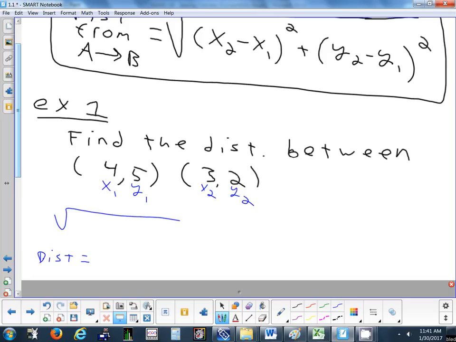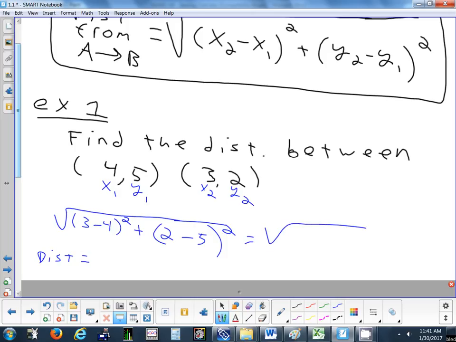Okay, so Kristen, what's x2? 3. Minus, and what's x1? 4. Plus, I usually write that first, so then I just have to fill in the 2 things. How about, Marcos, what's y2? 2. And what's y1? 5.